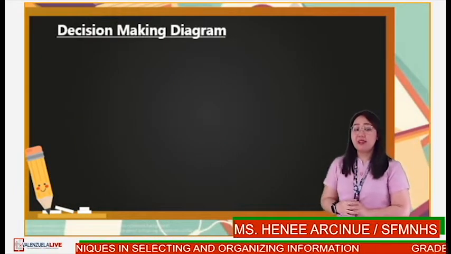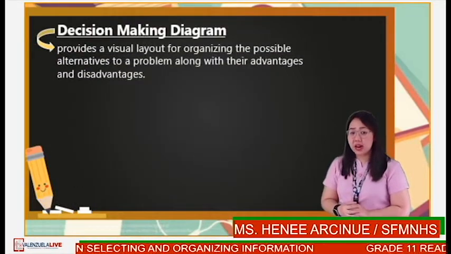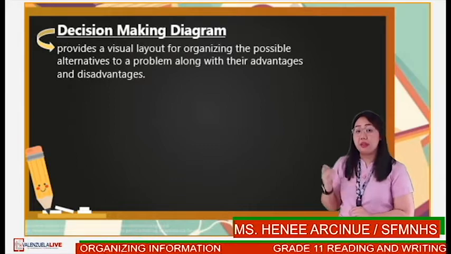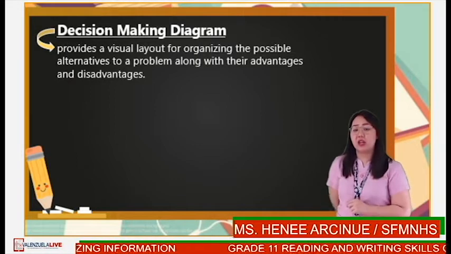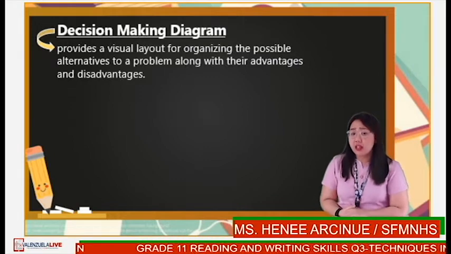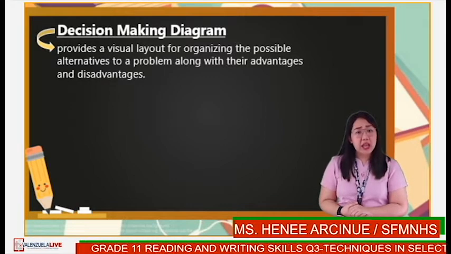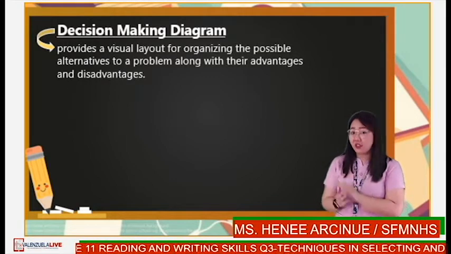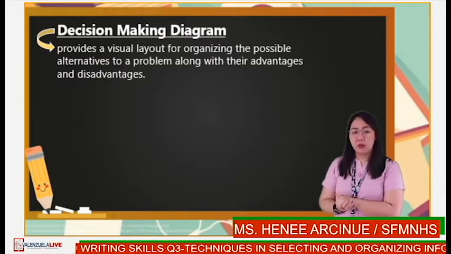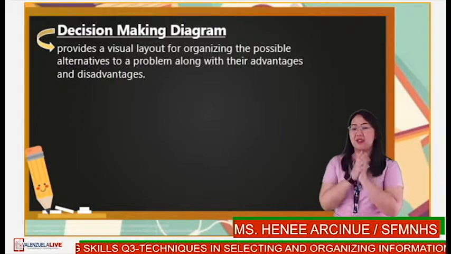Next is the decision-making diagram. It provides a visual layout for organizing the possible alternatives to a problem along with their advantages and disadvantages. You, being senior high school students, did you create a decision-making diagram before taking the strand you have right now? Because this will definitely help you to be on the right path.